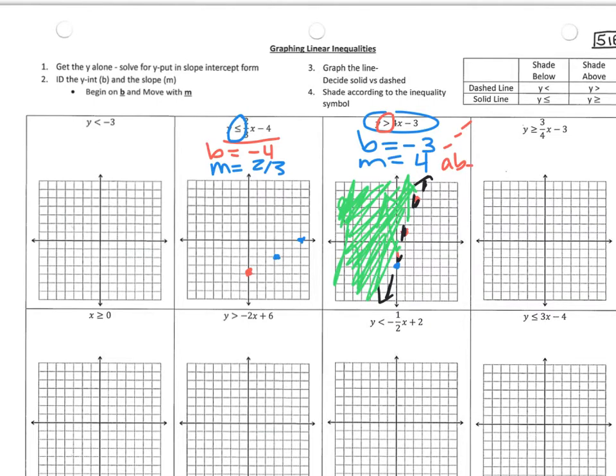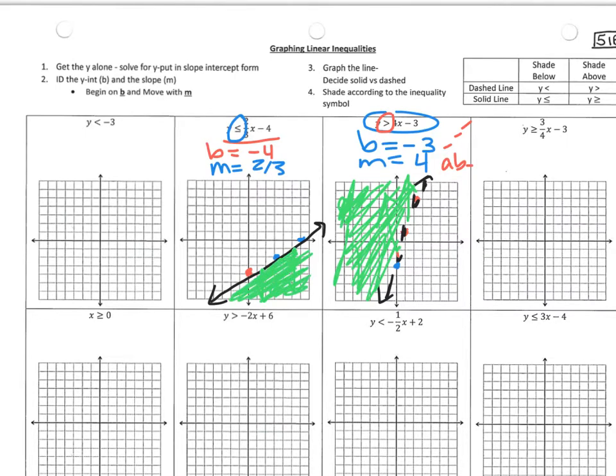Now, finally, we have some different stuff going on with my inequality, though. Since I see the equal to, I'm going to graph a solid line. And now it's a less than, which means I'm going to go below this line. So if I put my pencil right there where you see the little green dot and move my pencil down, that's where I'm going to be graphing. Put my pencil here, down, this side.